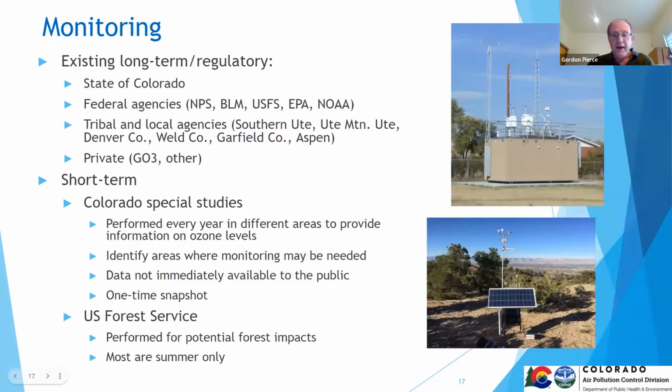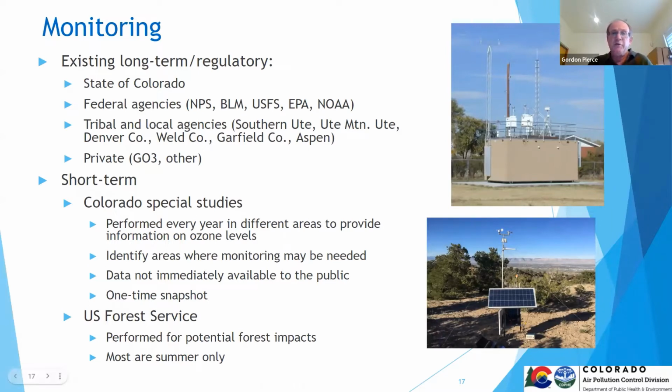So we have had a long history of monitoring in Colorado for ozone. We have 21 ozone sites ourselves, and then other federal agencies have their own existing networks of sites: National Park Service, BLM, Forest Service, EPA, and NOAA has some as well. In addition, some of the tribes, the Southern Ute and Ute Mountain Ute tribes in Southwest Colorado, have ozone monitors, and local agencies such as Denver, Weld County, Garfield County, and Aspen, and then other private networks such as the Go3 network.